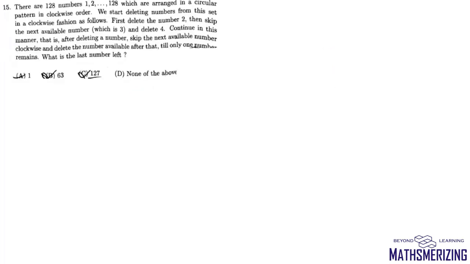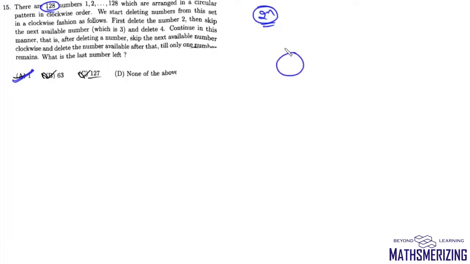Now question number 15 is, if there are 128 numbers which are arranged in a circular pattern in clockwise order, and we start deleting numbers from the set in the clockwise fashion as follows. First delete the number 2, then skip the next available number, and then delete 4. Continue in this manner till only one number remains. What is the last number left? Now here 128 is of the form 2 to the power n. When the number is of the form 2 to the power n, then it is very simple to verify that the last number will be 1, and the answer to this question should be A.